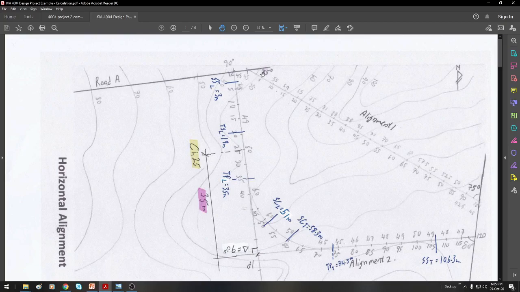So in this case here is 65 and here is 75. So this one is not acceptable because it's less than 70. So the angle must be at least 70. The best case is 90 degrees.